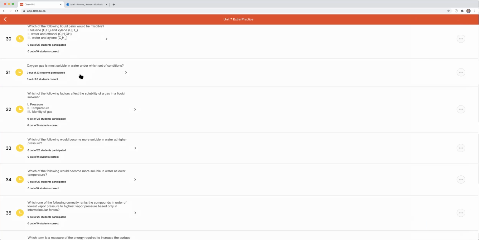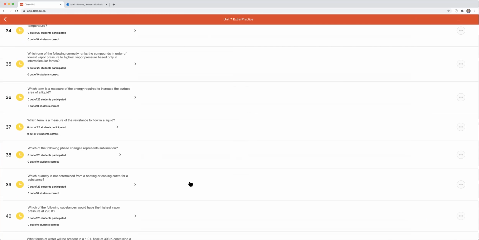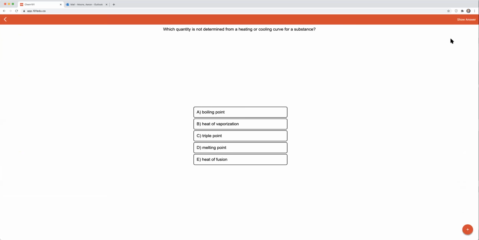Okay, I think we have time for one more. That was 35, was it? Let's go down to 39 maybe. Okay, so this is number 39. Oh yeah, I wanted to talk about this one for two reasons. First of all, it relates something that we talked about back in Unit 3, and that is a heating or cooling curve to the phase diagrams that we learned in Lesson 3 of Unit 7.